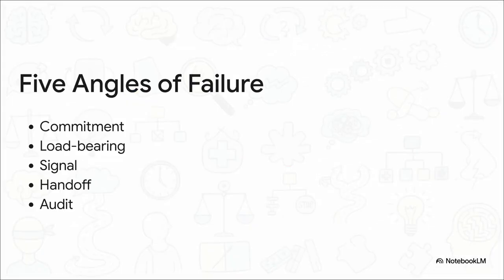Now, what's really interesting about this is how Dr. Gupta maps out the taxonomy of this failure surface into 5 distinct angles. We've got the moment of commitment, the load-bearing finding, signal versus noise, distortion at handoff, and the retrospective audit. These are basically the 5 distinct pressure points where bias just kind of sneaks in.